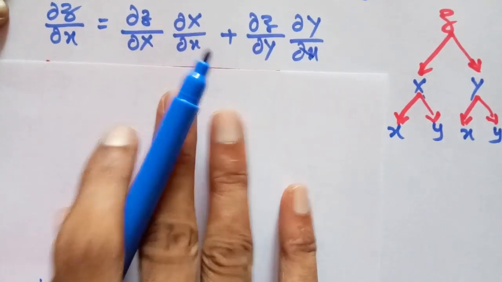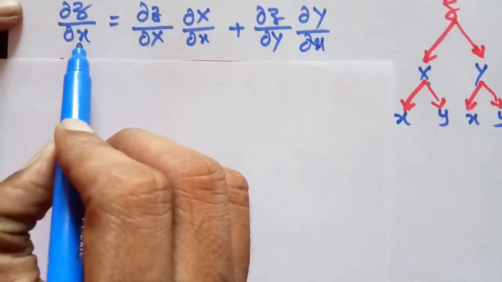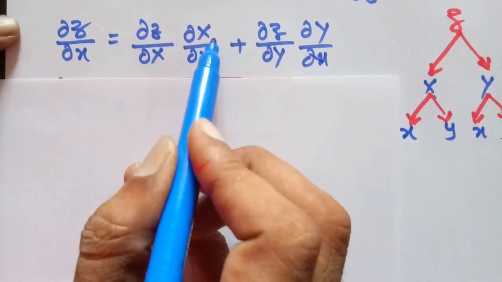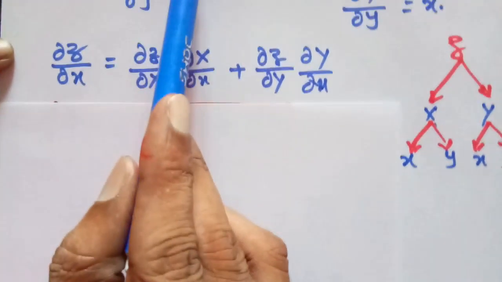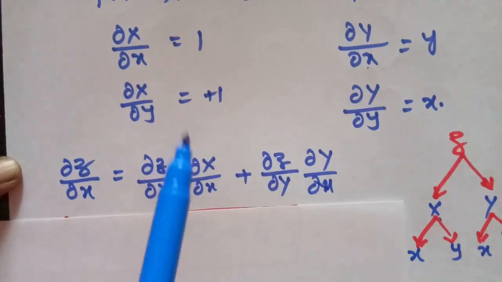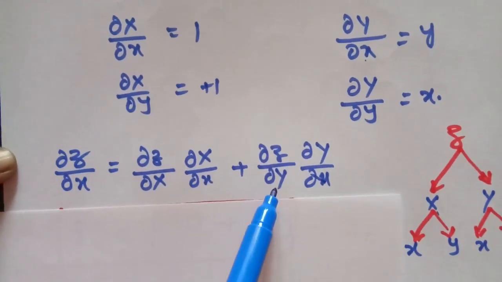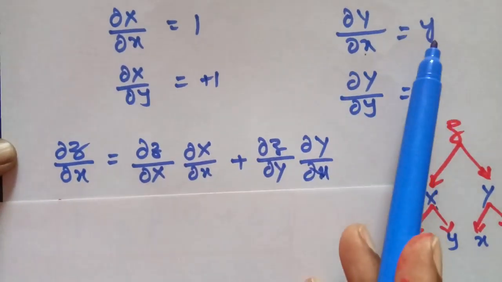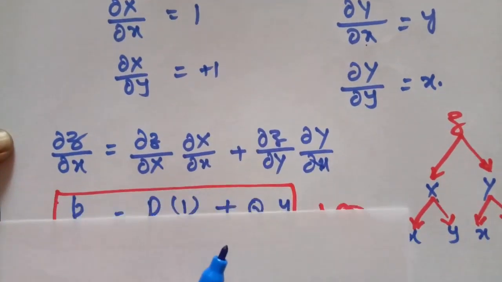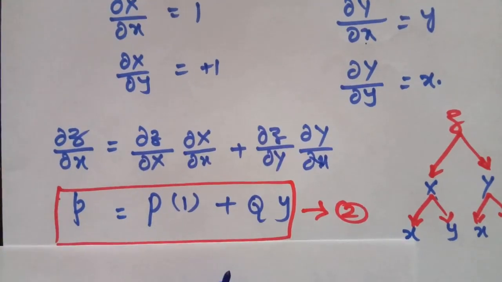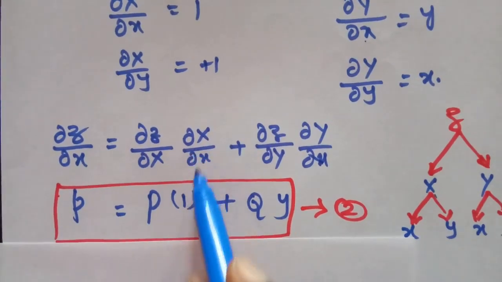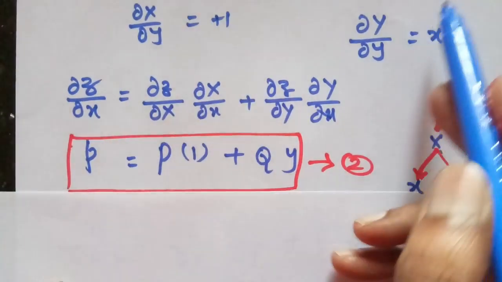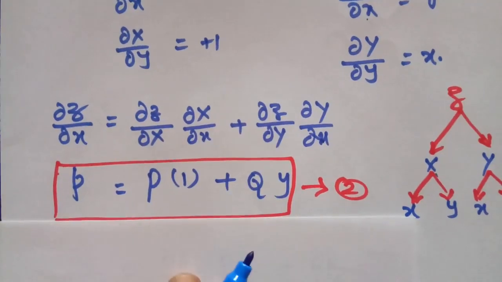Now, therefore, dou z by dou x is small p. Dou z by dou capital X is capital P, into dou capital X by dou x, which is 1. Dou z by dou capital Y is capital Q, and dou capital Y by dou x is y. Therefore, small p is equal to capital P, and this value is 1, this is capital Q, and this value is y. Say this is equation number 2.